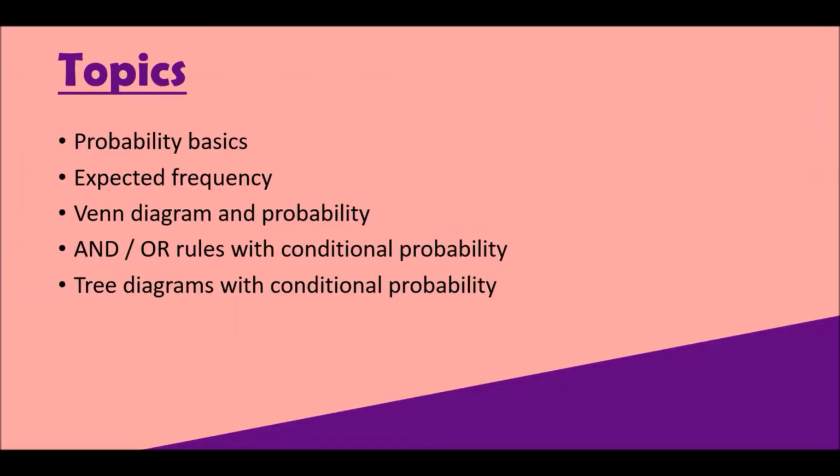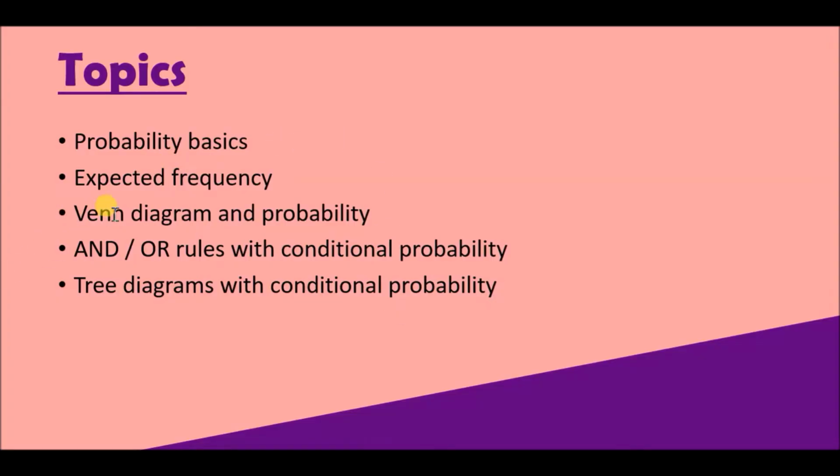Now on the list of topics I've got about 5 major things to work through here. When we say probability basics, this is just telling you how to sum up the probabilities and make it equal to 1. This is the common fact. Now you also have expected frequency. This is to do with finding the total number of times a certain event happens. And you can see a few examples there.